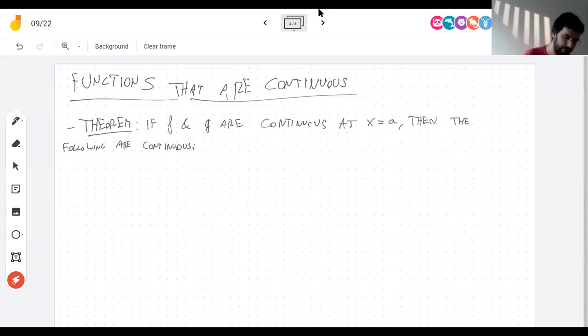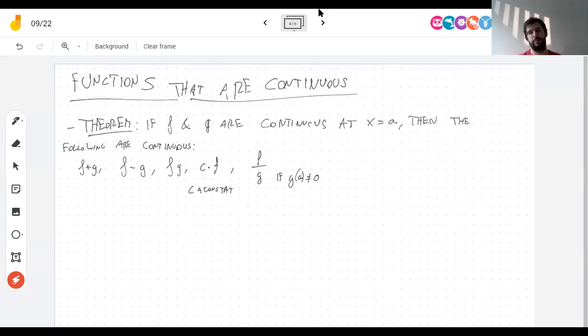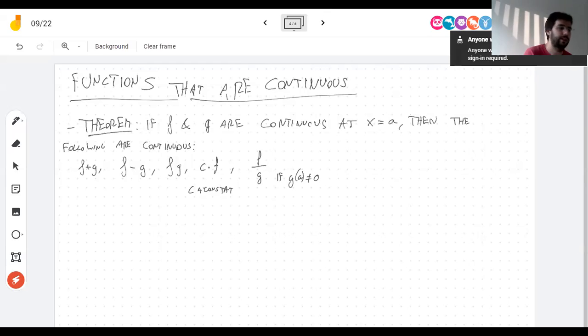So I have two functions that are continuous. Turns out if I add them, I get a continuous function. If I subtract them, if I multiply them, if I multiply f by a constant, and if I divide them, as long as I don't do a stupid thing, and a stupid thing would be dividing by zero. I mean, if I divide by zero, then the function is not even defined there, so it has no chance of being continuous, although maybe there's a way to define it. Okay.